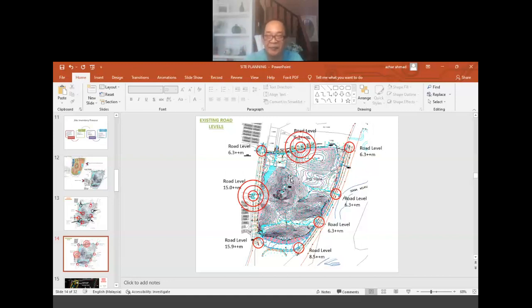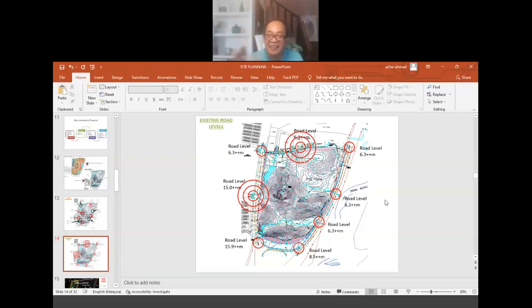Kalau yang paling simple pun, we say, okay, the site shall follow the road level, then this level to be the highest level, followed by lowest level indicated around the northern part of the site. Yeah, just an indication sajalah. Okay, we haven't come up with the exact figure lagi, belum lagi.